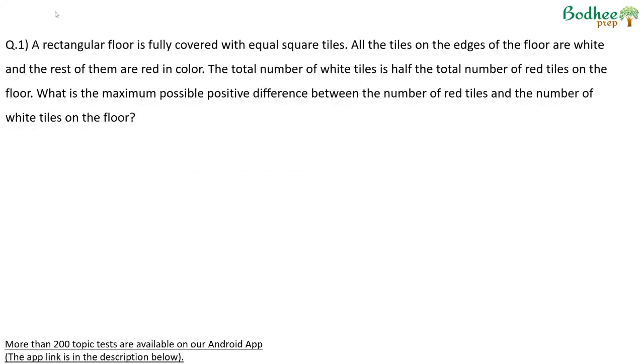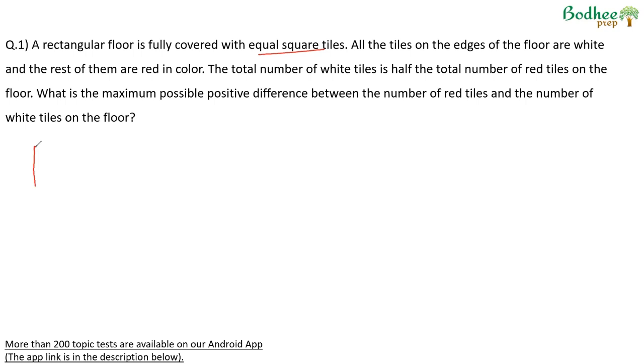If we look at each of the questions: a rectangular floor is fully covered with equal square tiles. All the tiles on the edges of the floor are white, and the rest of them are red in color. The total number of white tiles is half the total number of red tiles on the floor. What is the maximum positive difference between the number of red tiles and the number of white tiles?